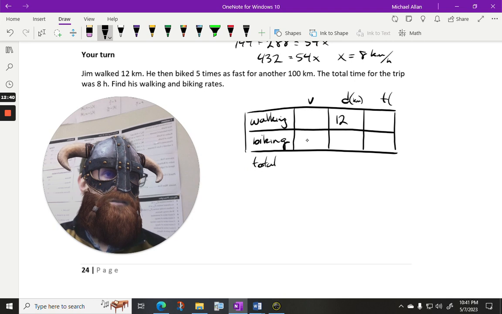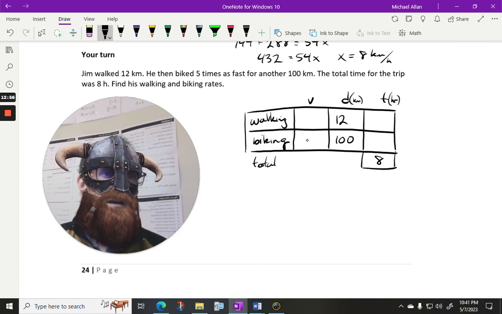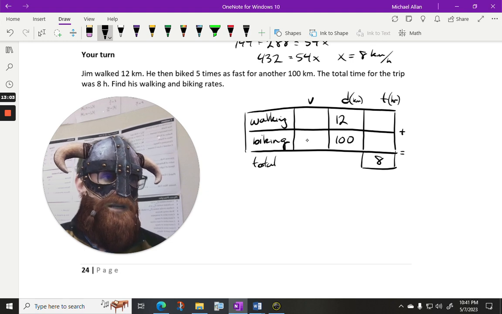What's time in? Time is in hours. Let's put hours there. Okay. So we got 12 kilometers, and then we got 100 kilometers here. Time, the only thing I know about time is my total time. They told me it was 8 hours, so I'm just going to put down 8 hours in the bottom here. So I know the total time of his trip was 8 hours. That means I'm going to be adding these two things together, and I should be getting 8.